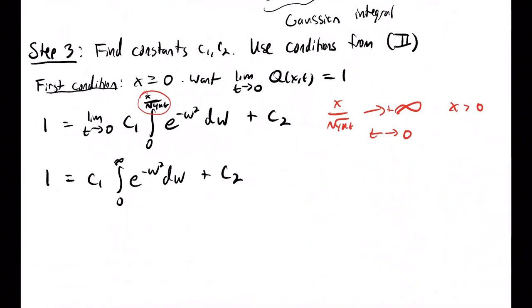But now we know what this integral is equal to because you calculated it on your first homework assignment, or maybe you've seen this before also. And so this is equal to the square root of pi over 2. Right, so see homework 1. And so this tells us that I need to have 1 is equal to the square root of pi over 2 times C1 plus C2.